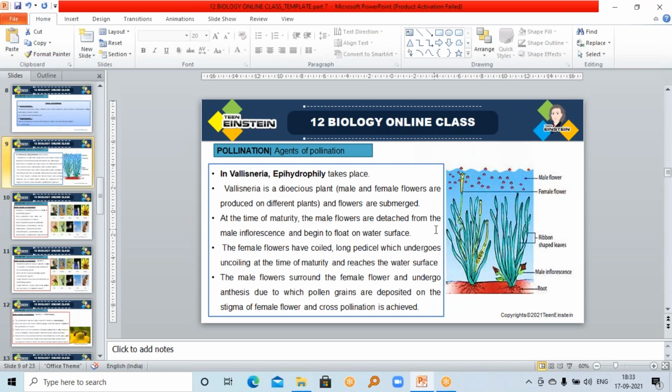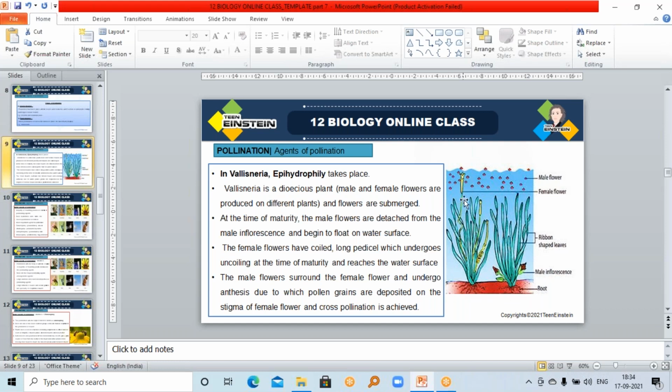And the female flowers have a coiled and long pedicel. You can see here in yellow color the long and coiled pedicel. That will undergo uncoiling at the time of maturity. When the flower is becoming mature, this coiled pedicel will undergo uncoiling, and the flower will reach the water surface.